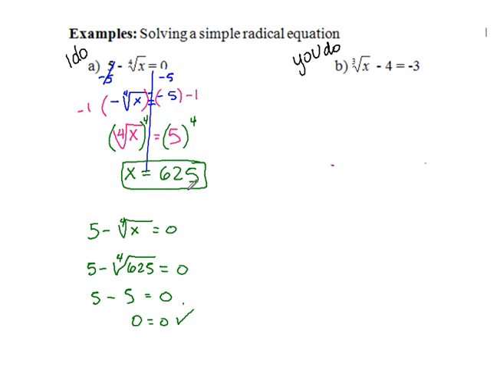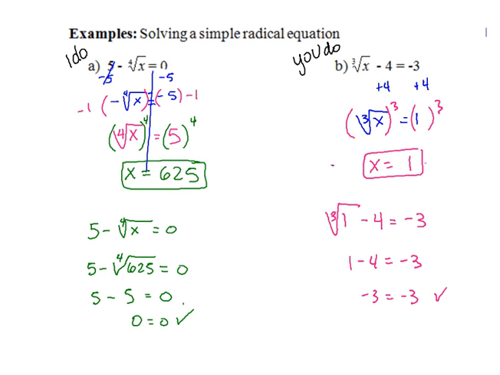All right, I want you guys to hit pause. I want you to try this one, and then when you hit play, the answer will be there. So pause it right now. All right, so you should have gotten x equals 1. Notice this is my work and this is my check. It's very important that we check our answers because, again, we might get an extraneous solution.